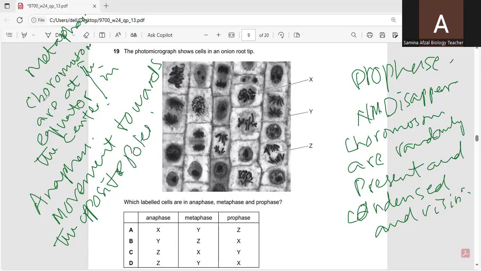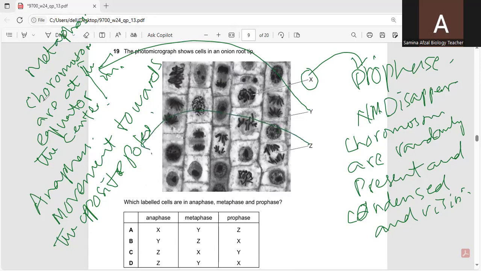So according to this, X is the prophase, in which the nuclear membrane is disappearing, or has disappeared, and the chromosomes are condensed and randomly present. And Y, you can see, is metaphase, as they are present in the center, on the equator. And in Z, they are moving towards the opposite poles, so this is the anaphase.